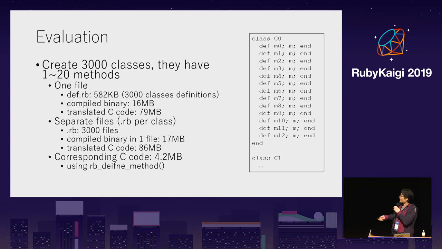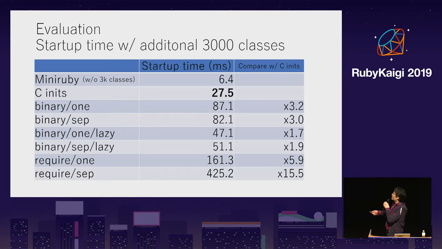So not using Ruby, but using the traditional rb_define_method to do that, using the C definition system, it needs 26 milliseconds. And if we require the one file, 161 milliseconds is needed to load the 3,000 classes at startup time. But using the compiled binary, we only need 19 milliseconds.